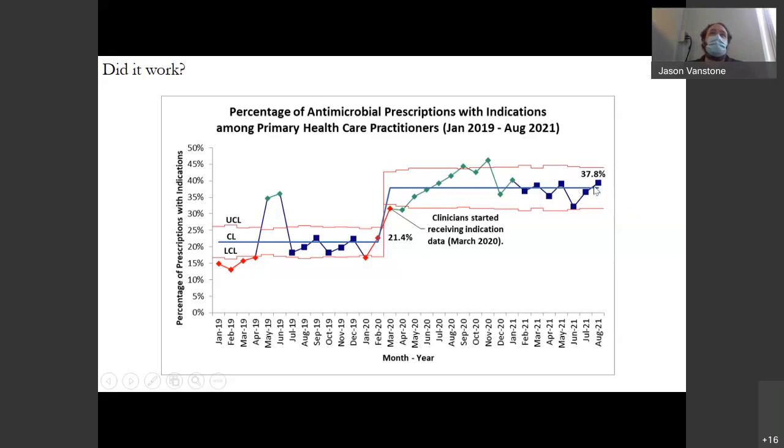So that was good. I mean, we're nowhere near 80%, but we've certainly seen an increase, which means there are more prescriptions with an indication, which means that information is in those patient records and can hopefully be doing good in some of the ways I talked about earlier.